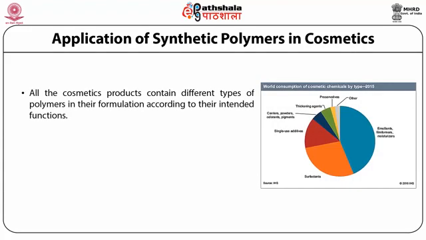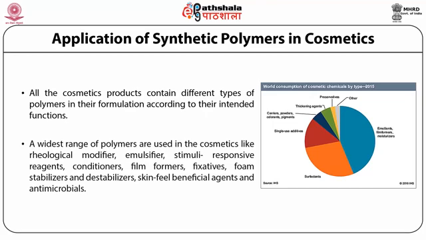All cosmetic products contain different types of polymers in their formulation according to their intended use. Polymers are the second largest ingredient in cosmetics and personal care products. A wide variety of polymers are used in cosmetics, like rheological modifiers, emulsifiers, stimuli responsive reagents, conditioners, film formers, fixatives, foam stabilizers and destabilizers, skin feel beneficial agents, and antimicrobials.